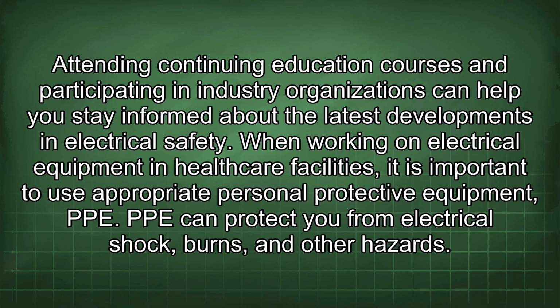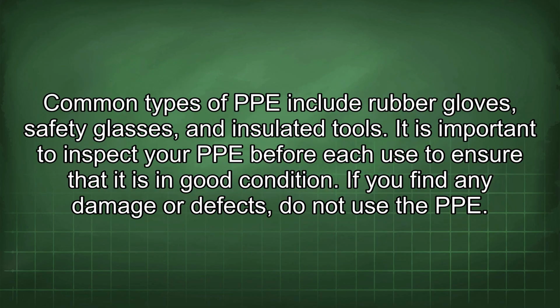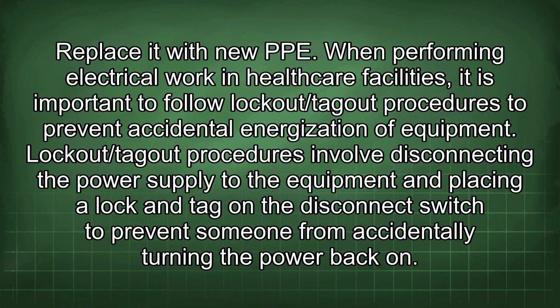When working on electrical equipment in healthcare facilities, it is important to use appropriate personal protective equipment, PPE. PPE can protect you from electrical shock, burns, and other hazards. Common types of PPE include rubber gloves, safety glasses, and insulated tools. It is important to inspect your PPE before each use to ensure that it is in good condition. If you find any damage or defects, do not use the PPE. Replace it with new PPE.